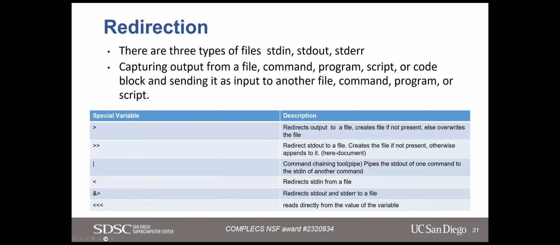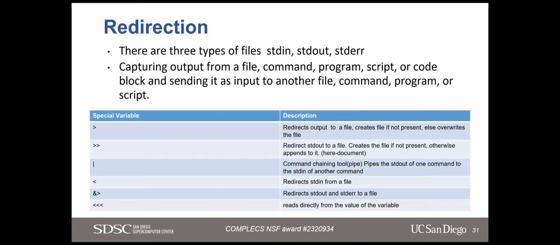So let me go a little bit more in depth on the redirection options we have. Again, there are three types of files that we have: standard in, standard out, and standard error. You can capture the output of a command, program, script, or code block by sending it as input to another file, program, command, or script even. The greater than will redirect the output from whatever into a file. If the file doesn't exist, it's going to create it. Otherwise, it's going to overwrite the file that was already there.